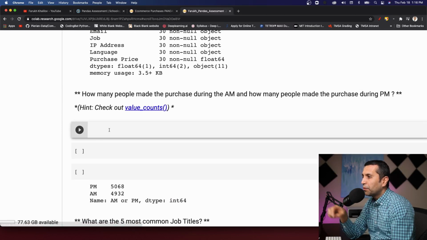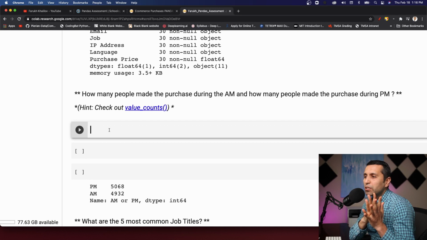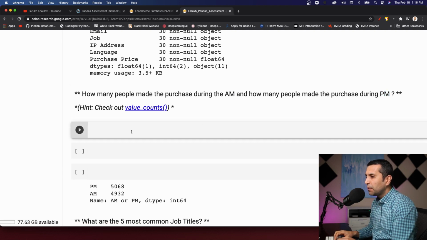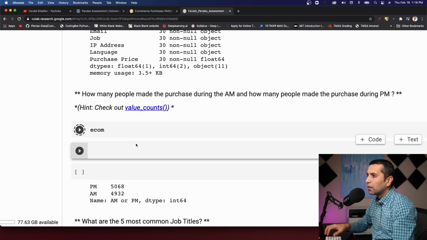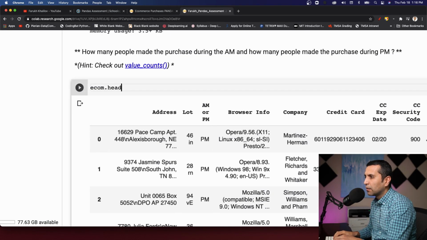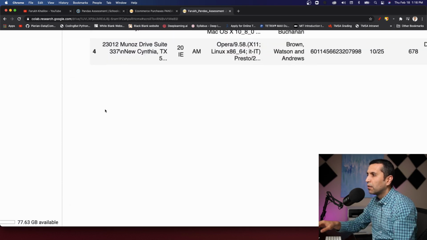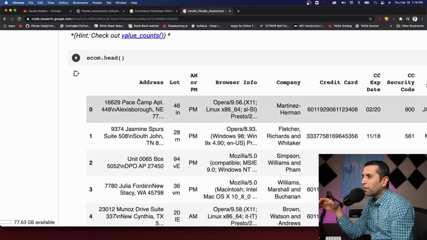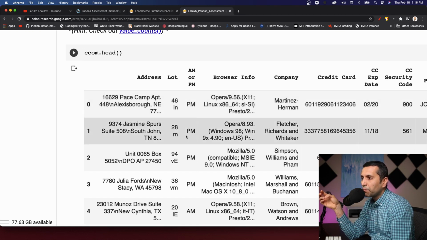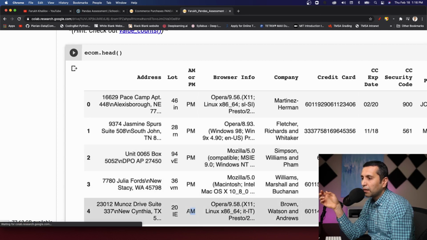Now, here is a little bit tricky point. Right now, I want to know how many people are shopping during the AM time or the PM time. Okay, so let me just bring my ecom. Let me just put a head because I don't want to see the entire data frame. So perfect. Right now we have 10,000 entries, and the data shows in which period of the day they are shopping. So that was a PM time, and some of them are AM time.